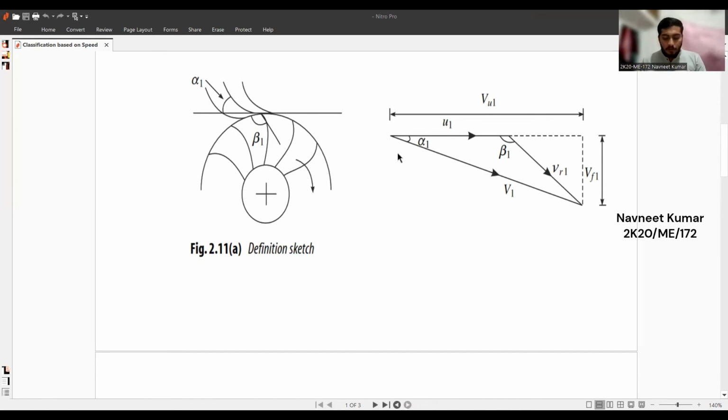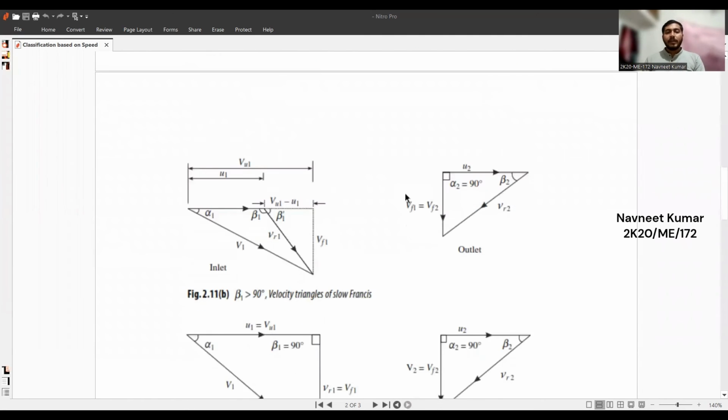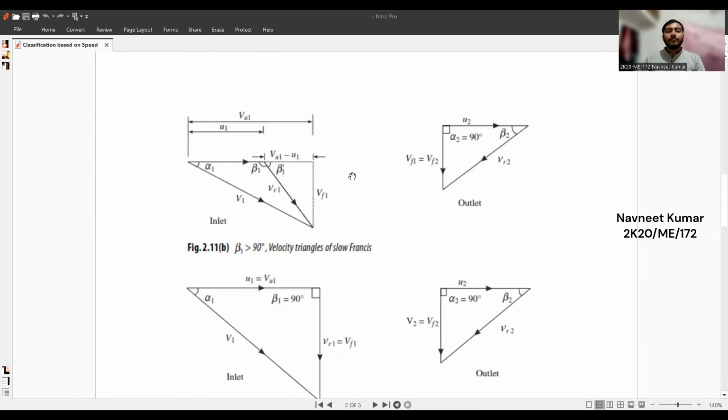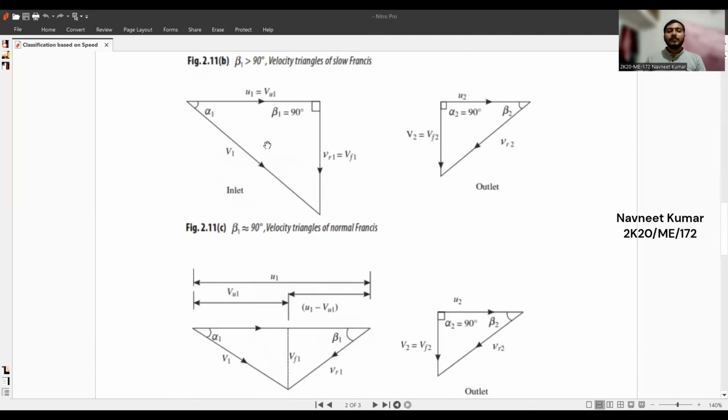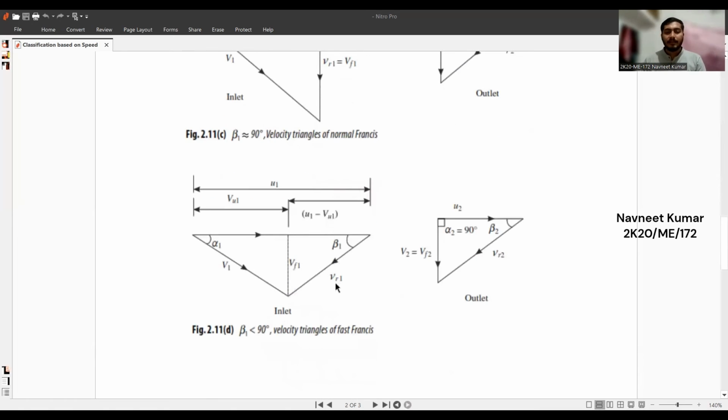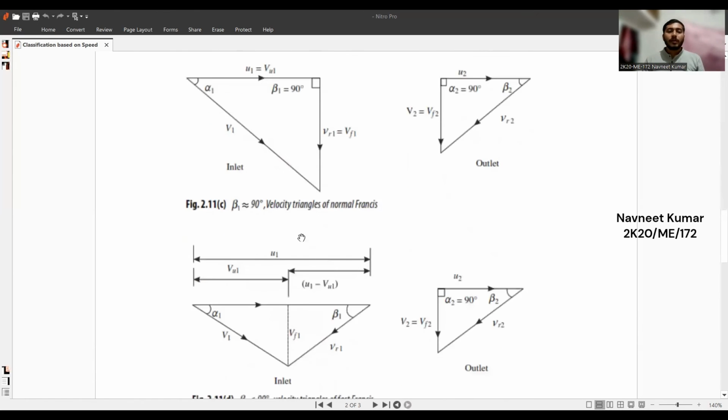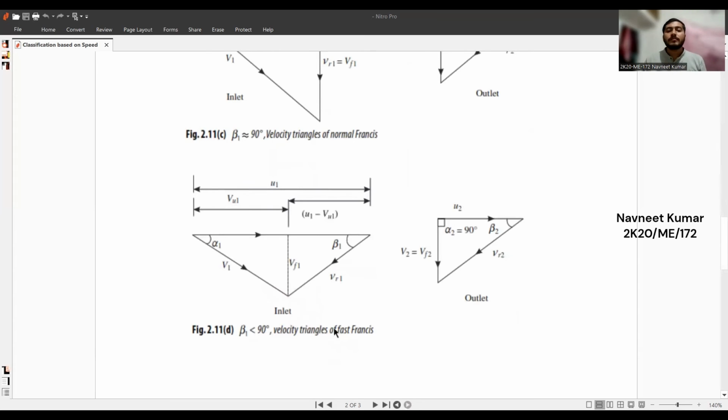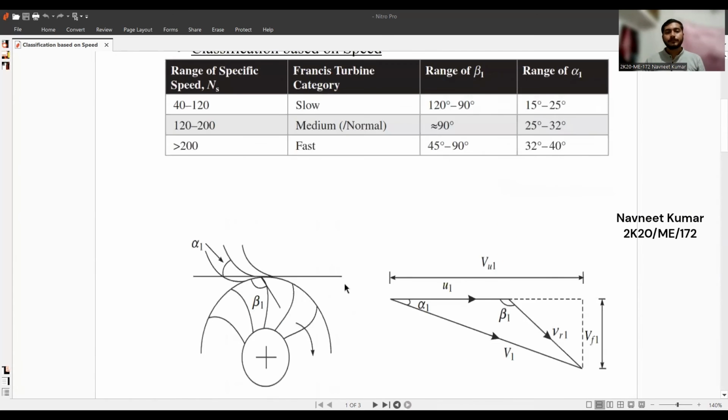Now let us move on to our next parameter, that is classification based on the speed. Here we can see three cases. First case, in which angle beta 1, which is the blade angle, is more than 90 degrees. Second case, where the blade angle is equal to 90 degrees. Third case, where the blade angle is less than 90 degrees. These all change from obtuse to acute with the range of specific speed of the Francis turbine. The data can be seen above.